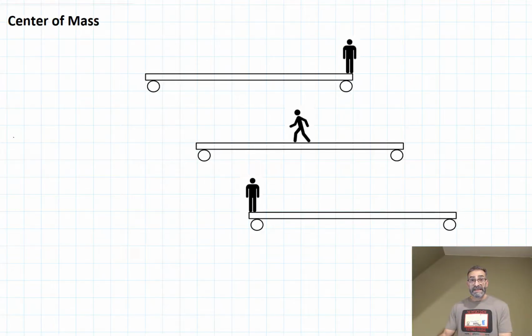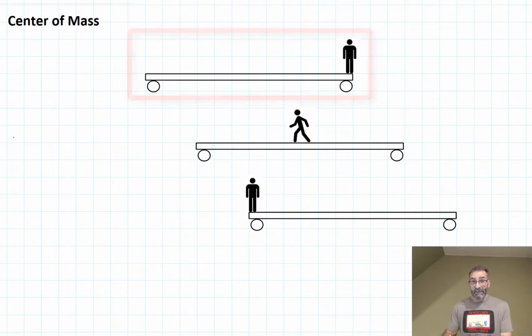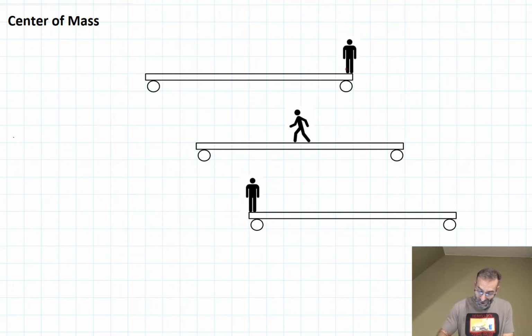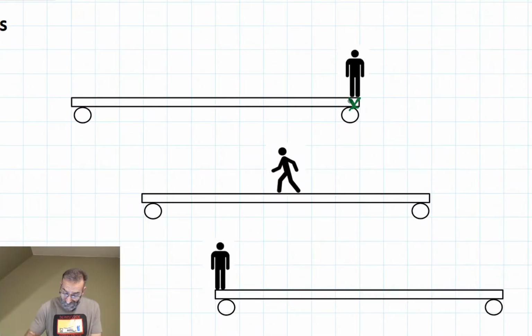Let's take a look at this example. A person standing on a low friction cart walks across the cart to the other side. In this first image, the upper image, we see the person standing on the right end of the cart. The person has a center of mass, probably not too far off from where their belly button is located. I'm going to mark it here in green underneath the person.